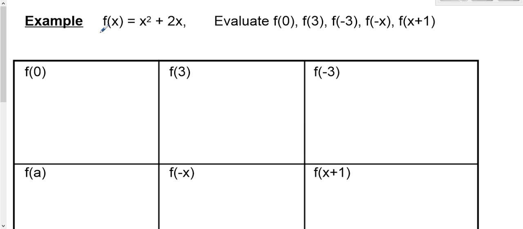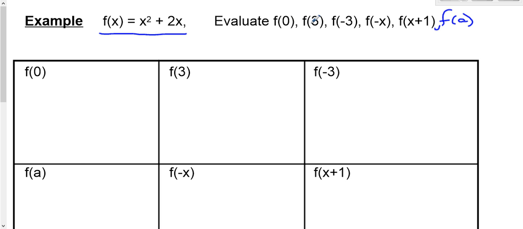Here we have an example where we have f of x is equal to x squared plus 2x. We need to evaluate this at 5 different or 6 different values. Oops, I forgot f of a. Okay, so that's why I was thinking 5, but there's 6.